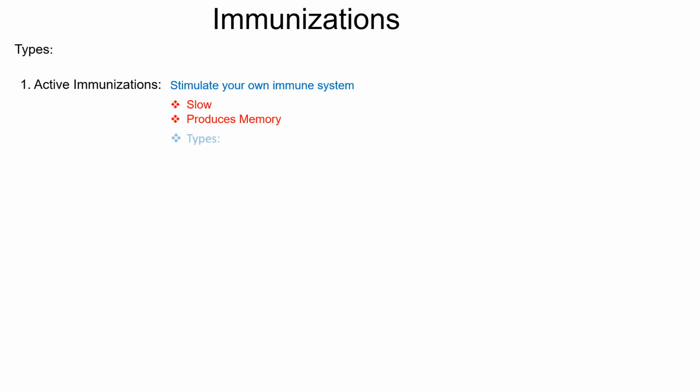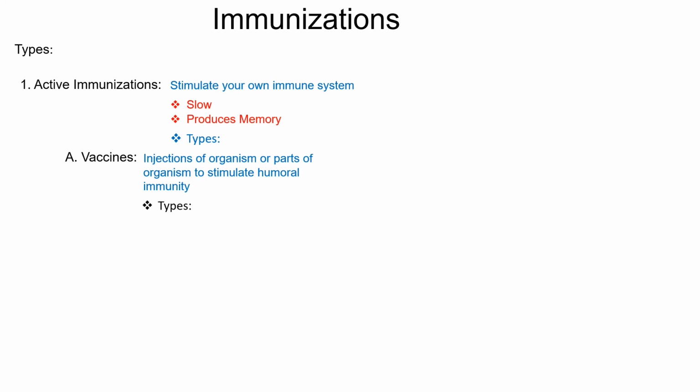Now, there are two types of active immunizations. The first type we're going to talk about is a vaccine. Now, vaccines are where we inject the organism or parts of the organism into you to stimulate your humoral immune system. Now, when we look at vaccines, there are two types. What we call dead or inactive or attenuated. Now, if it is dead or inactive, it means that it has no ability to affect you. If it's attenuated, remember what that meant. We learned this in chapter 14. It means we have reduced its virulence. The organism will still produce disease, but if it does, it won't be as bad.